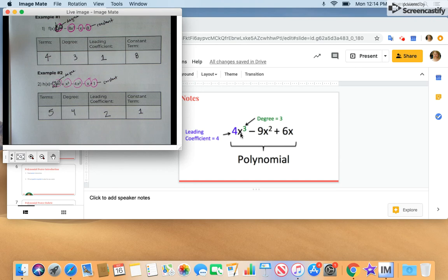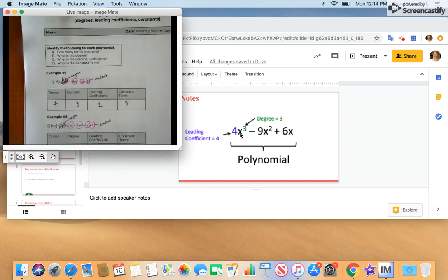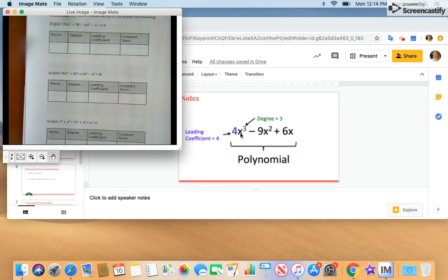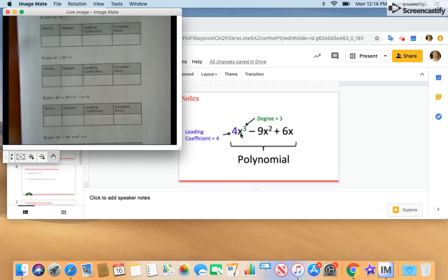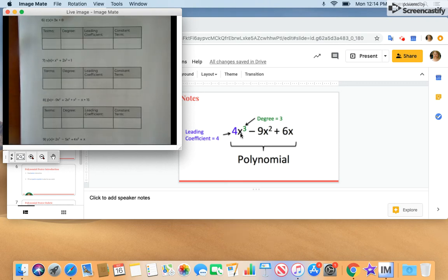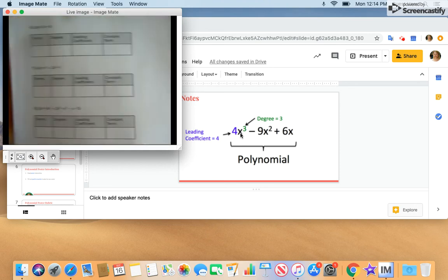Okay, so now that you've seen these 2 examples for classifying polynomials, go ahead, independently work through the rest of these practice problems on your own. There should be an answer key posted on the next slide, so you can check your answers as you go. All right, good luck.